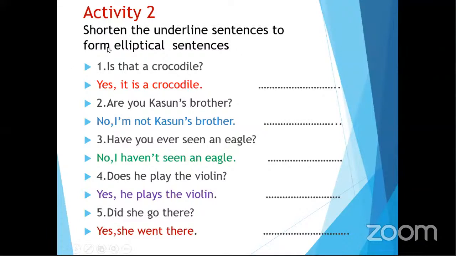Okay, dear students. Okay, this is a very interesting thing. To avoid unnecessary repetition, you need to shorten these things, especially in speech, and even in writing you can use this. As I told you in my first slide, to be a good language user, you have to learn these things. Okay, let's look at the answers, dear students.